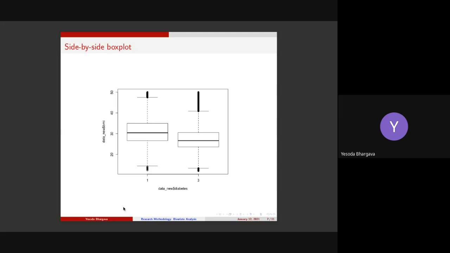In this example, there are only two categories of diabetes. There can be more categories, so there will be multiple side-by-side box plots. If there are three or four shops, then obviously you will have three or four box plots. So if I were to include diabetic cases, non-diabetic cases, pre-diabetic cases, and gestational diabetes, then there will be four box plots across this. So this is how, at the upper level, you look at the distribution of one continuous variable compared with one categorical variable.